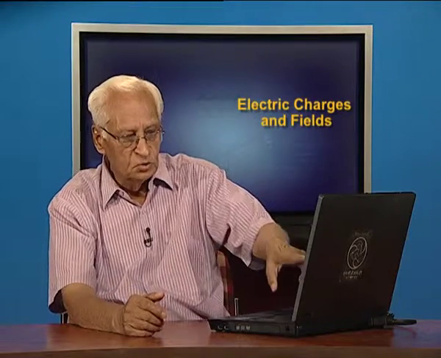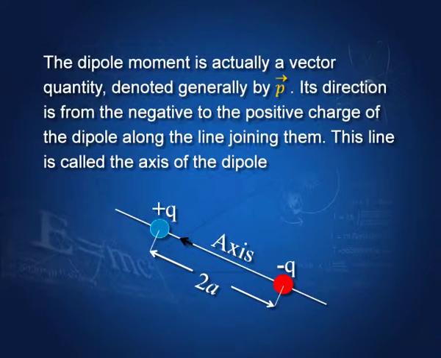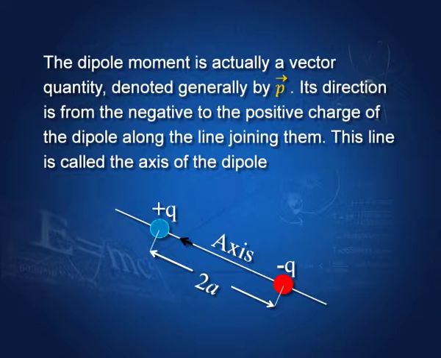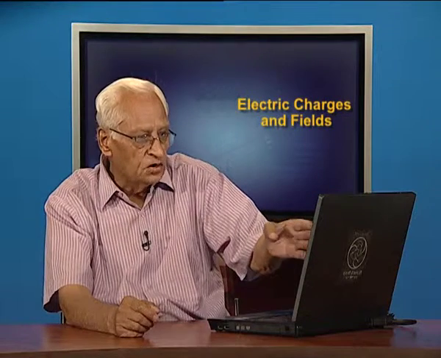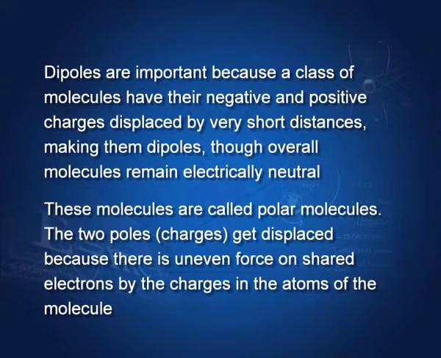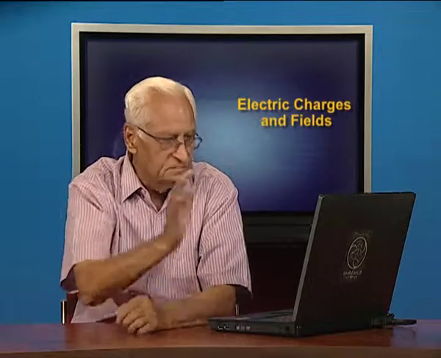So, these are the two charges. The line joining the two charges is called the axis of the dipole, and the dipole moment is a vector which is from minus q to plus q along the axis. Dipoles are important because a class of molecules have their negative and positive charges displaced by very short distances. Why it happens, we will see in a moment. These molecules are called polar molecules, and water is a good example of a polar molecule.